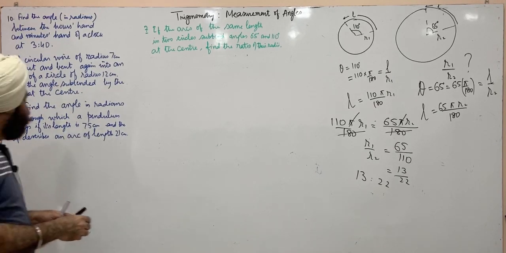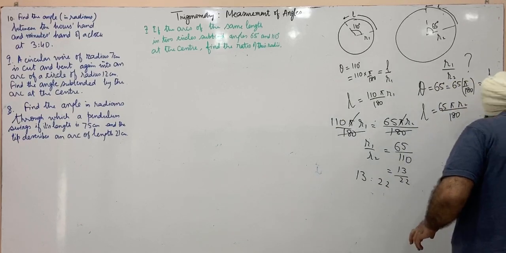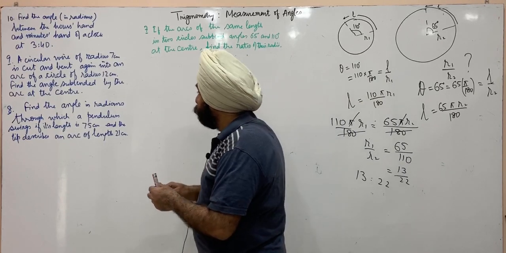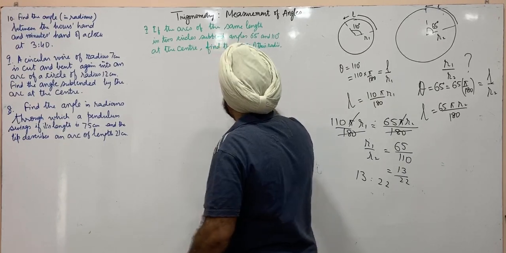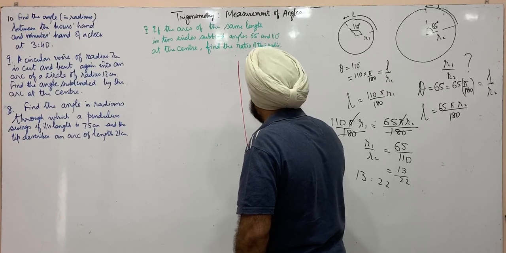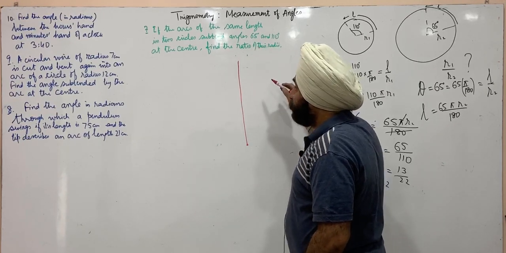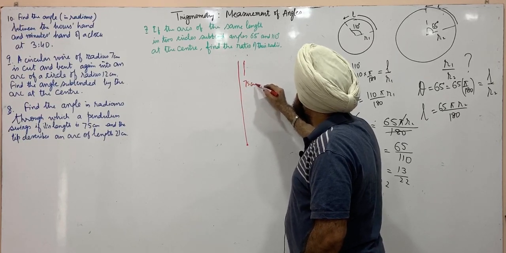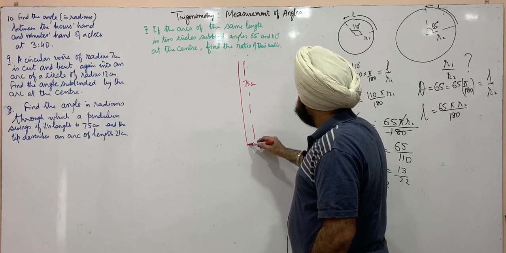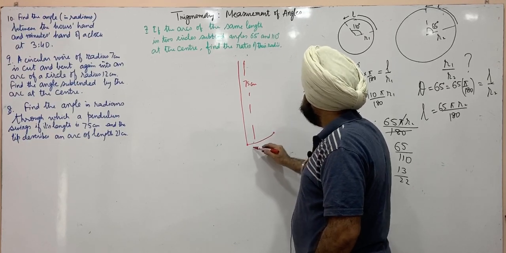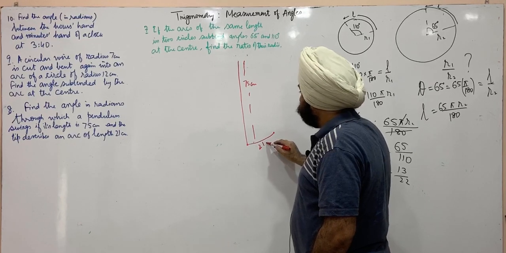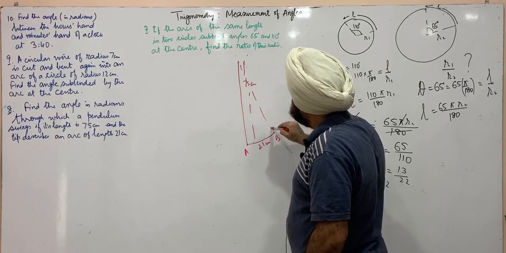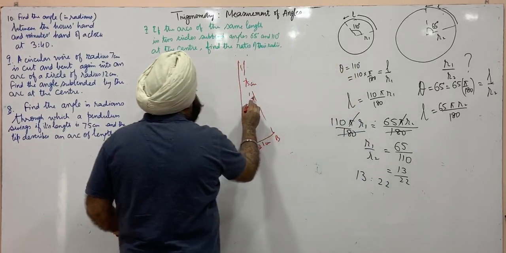The next one, the 8th. We have to find the angle in radians through which a pendulum swings. So let's say we have a pendulum. The length of this is 75 centimeters. It is describing an arc of length 21 centimeters, this is AB. We have to find this angle, theta.